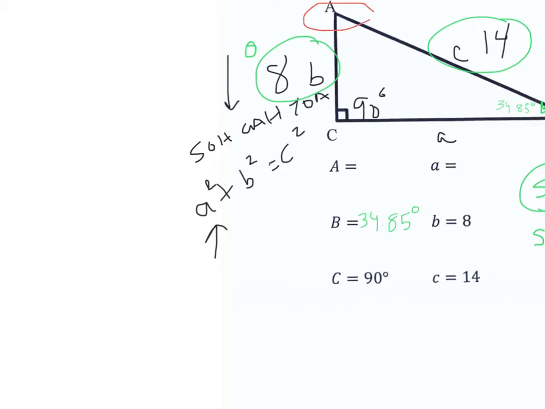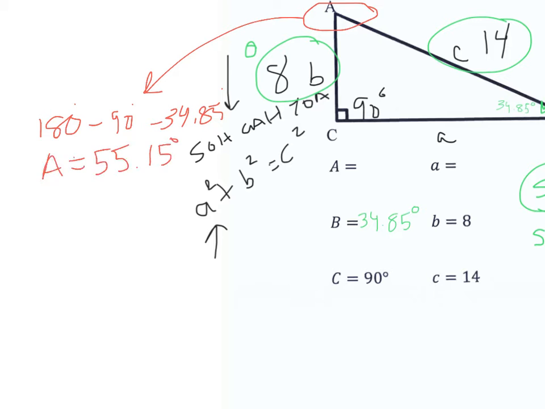Next, I'm going to search for angle A. That's easy because I know that the sum of the 3 angles is 180 degrees, and I subtract 90, and I subtract the 34.85. So angle A is 55.15 degrees.